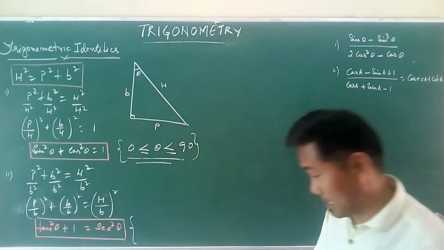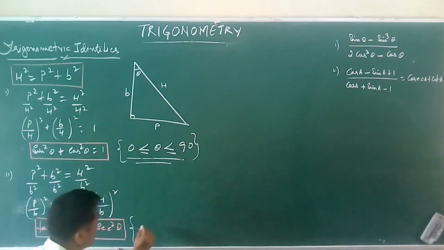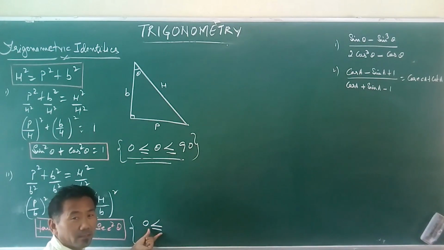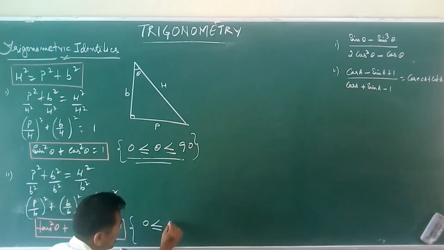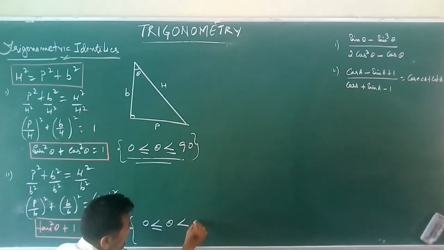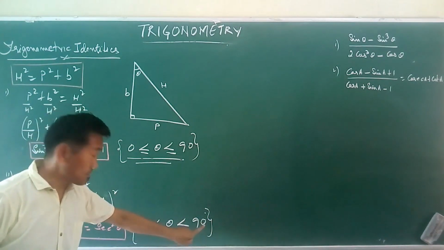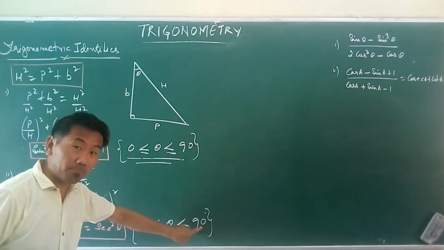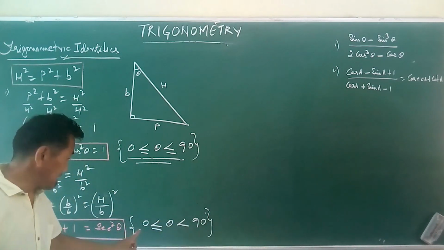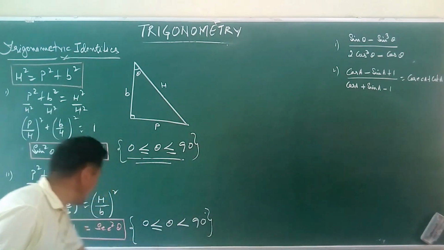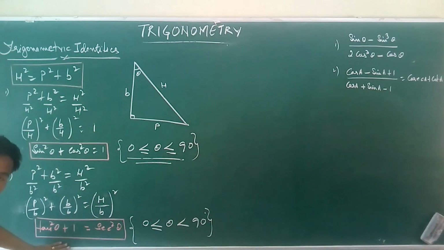Which means we are not able to write 90, but less than 90. So the condition is that theta can be equal to 0, but the important thing here is that it is not equal to 90. So this is important: not equal to 90 but less than 90, equal to or greater than 0. In between this, the condition is satisfied. So this is our second identity.